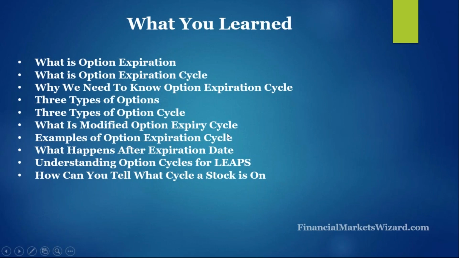Regarding the modified option expiry cycle, we know modified expiry was introduced after the option expiry cycle because of speculation and hedging purposes, and the modified expiry cycle is the current month and the subsequent month. I showed you various examples of option expiration cycles and what happens after the expiration date, how the new months are added, and then I showed you examples of leap cycles. So what happens when the leap months are there for options, and how can you tell what cycle the stock is on? You need to look at the fourth month of the option chain to tell what cycle the stock is on.